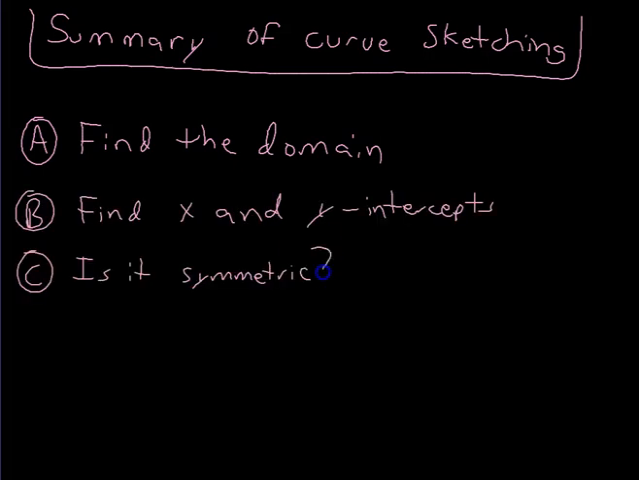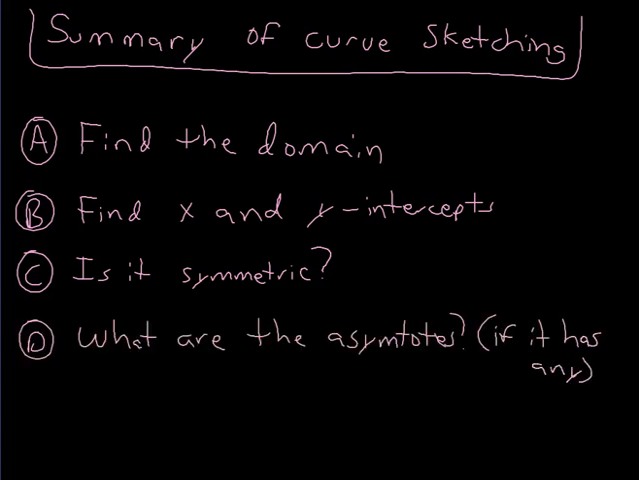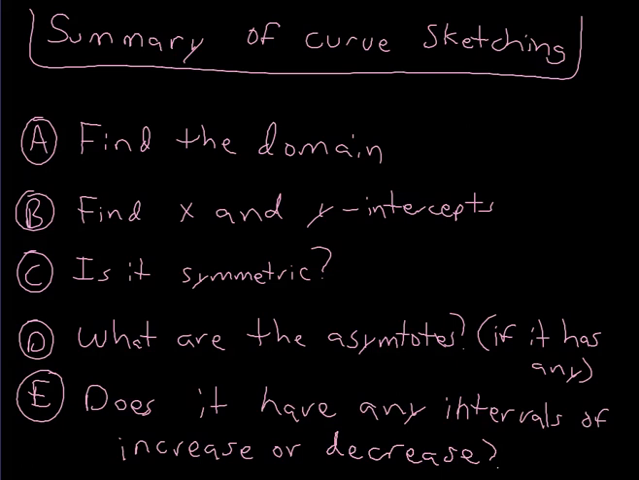You want to determine, is it symmetric about the y-axis? Is it symmetric about the origin? Is it symmetric about some other number? Generally, the y-axis and the origin are probably the only places you really need to know whether it's symmetric about. What are the asymptotes, if it has any asymptotes? It may not have any asymptotes. Does it have any intervals of increase or intervals of decrease?